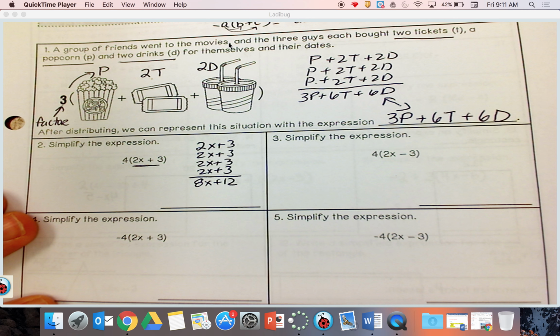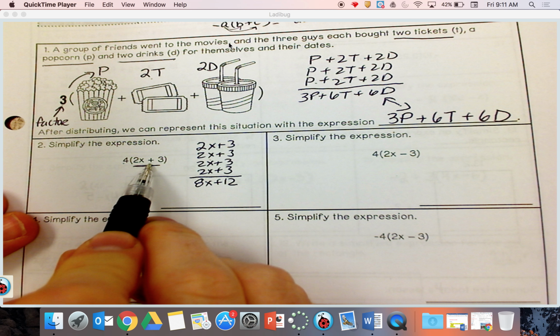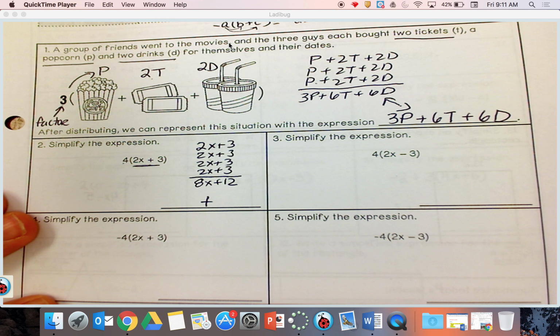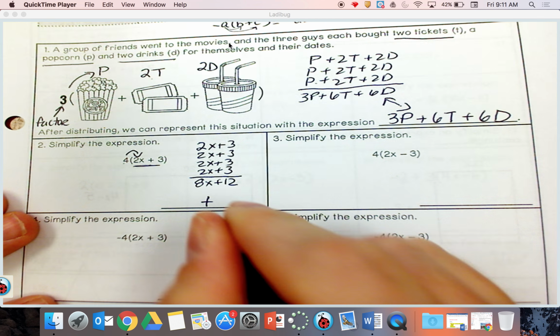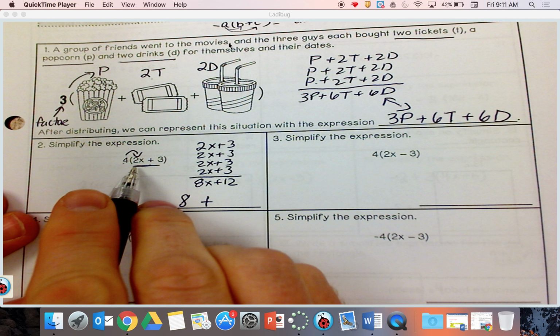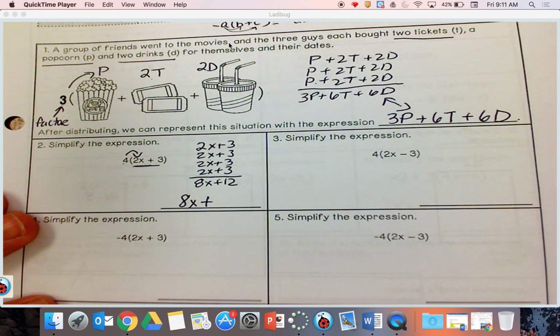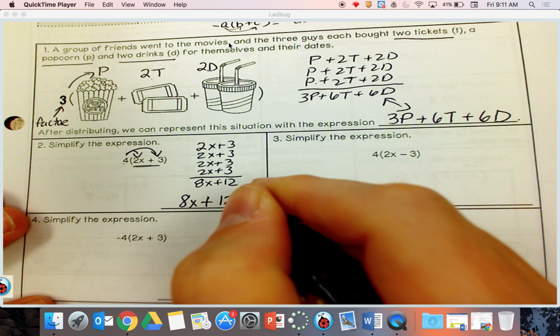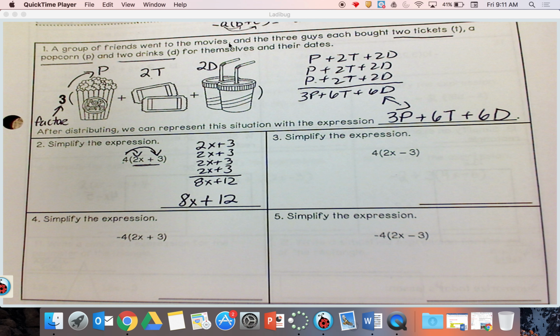So I take a look at my signs. I have a plus in between here. This is positive on the outside, so I know I'm going to have a plus in between. And I'm going to take the 4 times the 2. Don't be afraid to draw your arrows if you need to. It's 8, and the variable is x. So now that becomes 8x is my first term. And then I do 4 times 3, which gives me 12. So right there is the same thing, but it just goes a lot quicker.